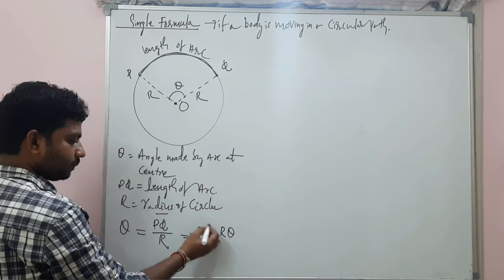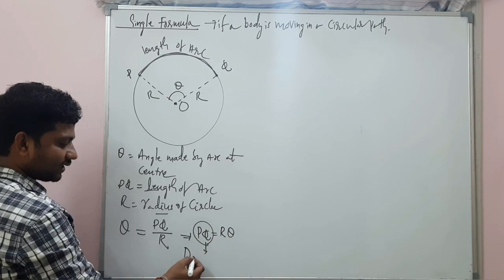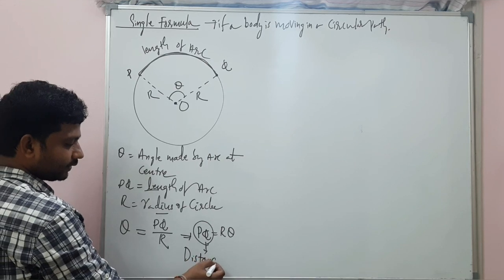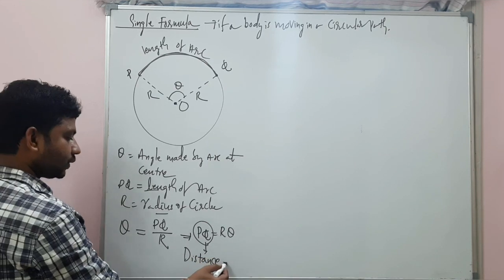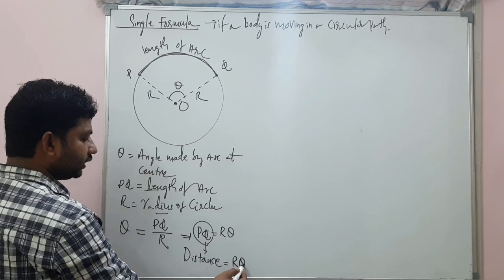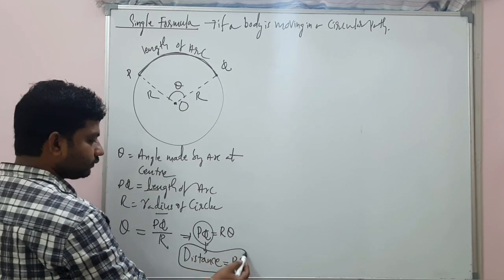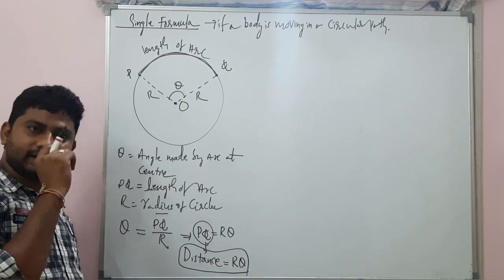R theta. So this PQ is called distance. Yes or no? Path traveled. Distance is equal to R theta. This is the formula for distance traveled in a circular path.